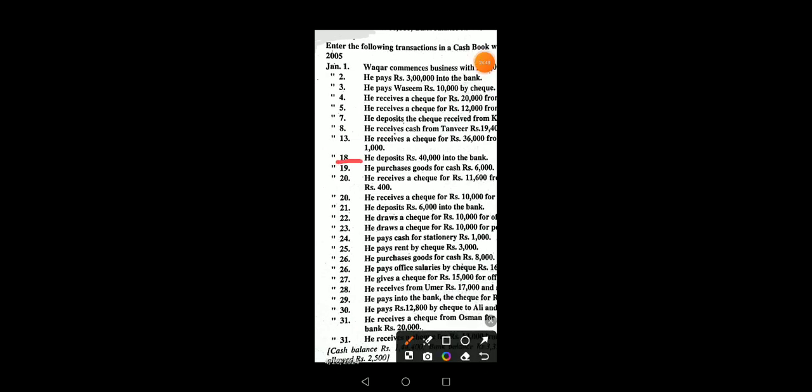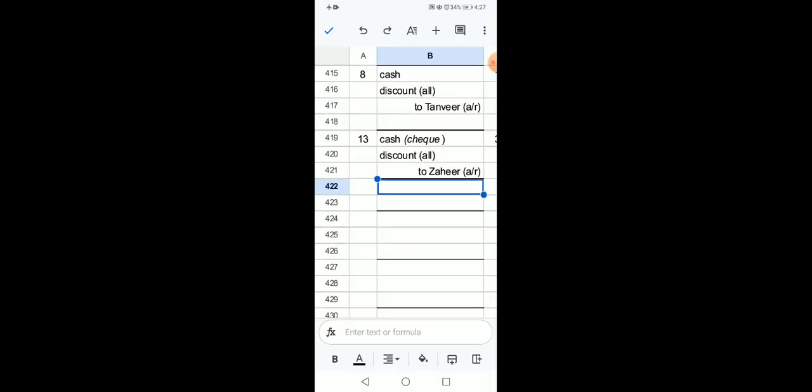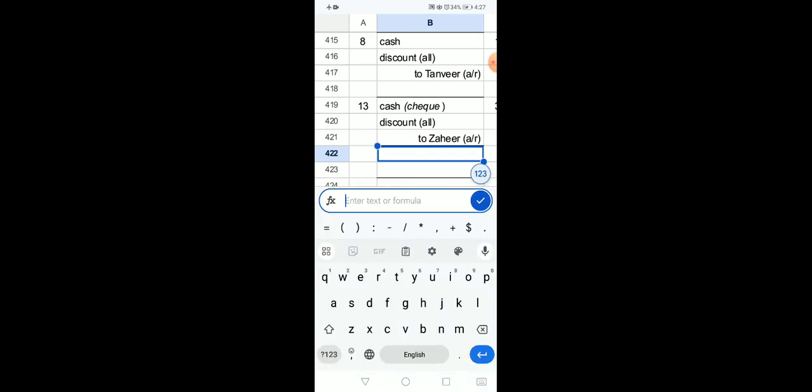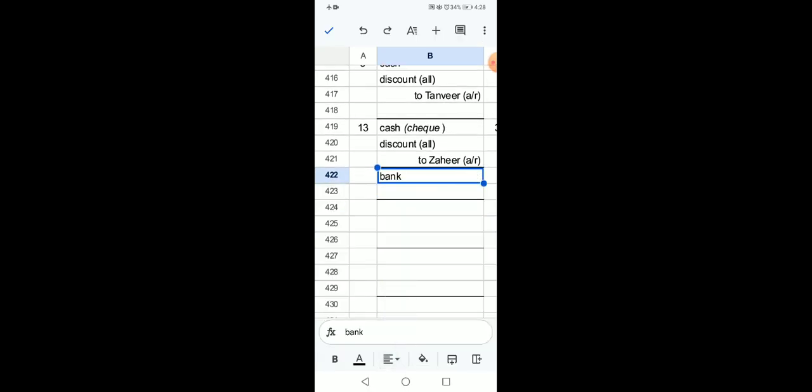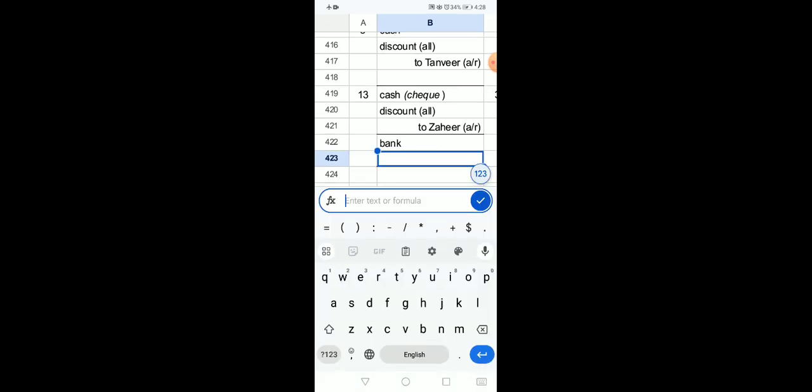After 13 we have entry number 18, and this entry is saying he deposited 40,000 into the bank. That means the amount has been deposited into the bank. When you are paying an amount into your bank account, it means the amount present in the bank has increased. Increase in bank account means increase in asset. Increase in asset should be debited, so you will mention the name of your bank on the debit side. And how has the amount in bank increased? Because you have deposited your cash into the bank, which means cash in hand is decreased. Cash in hand is your asset. Asset is decreased. A decrease in asset should be credited, so you will mention the name of cash on the credit side.